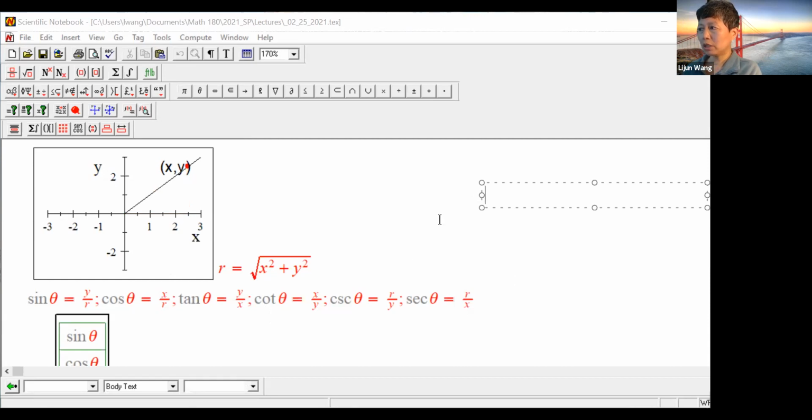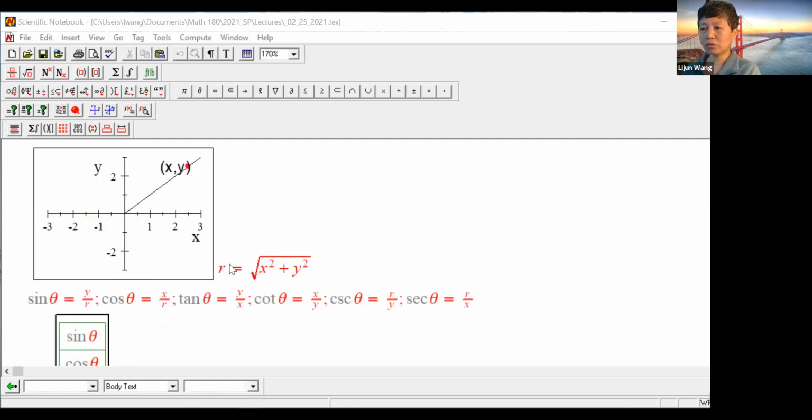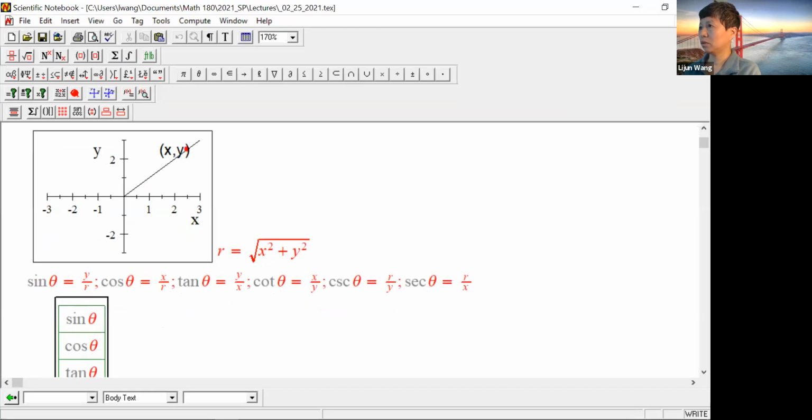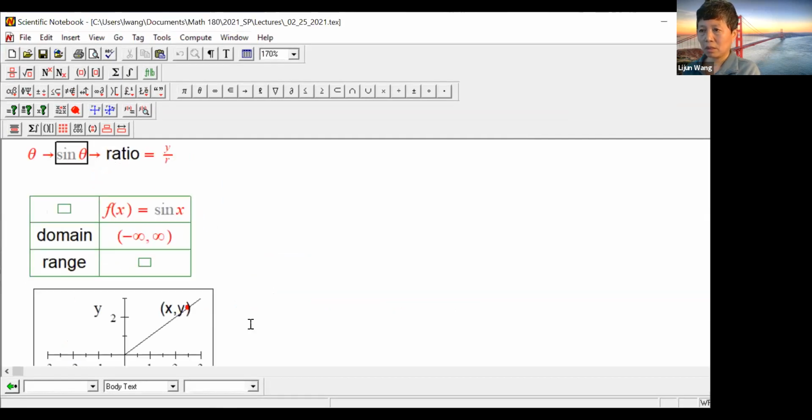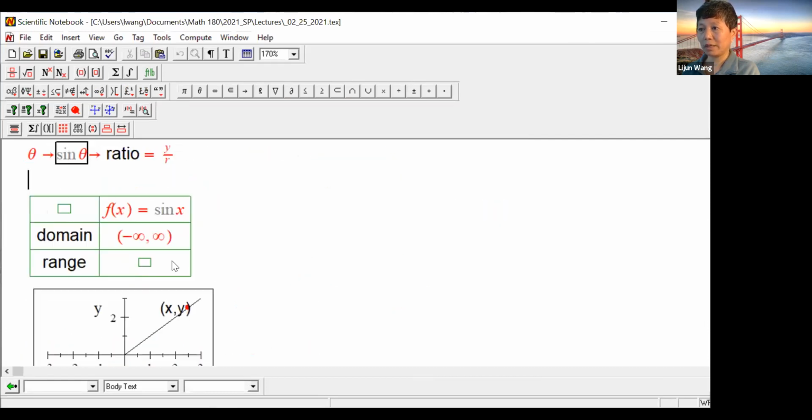The range, if you look at all possible ratios between y and r, okay, this ratio, okay, I'm sorry, I'm trying to get this software to work for me, please. Okay. Okay, this ratio, sorry about that. I'm sorry about that, okay?